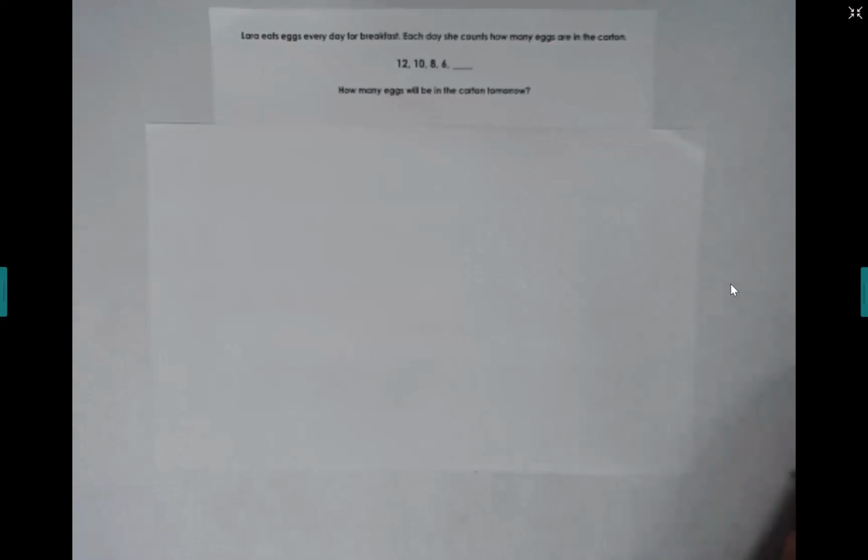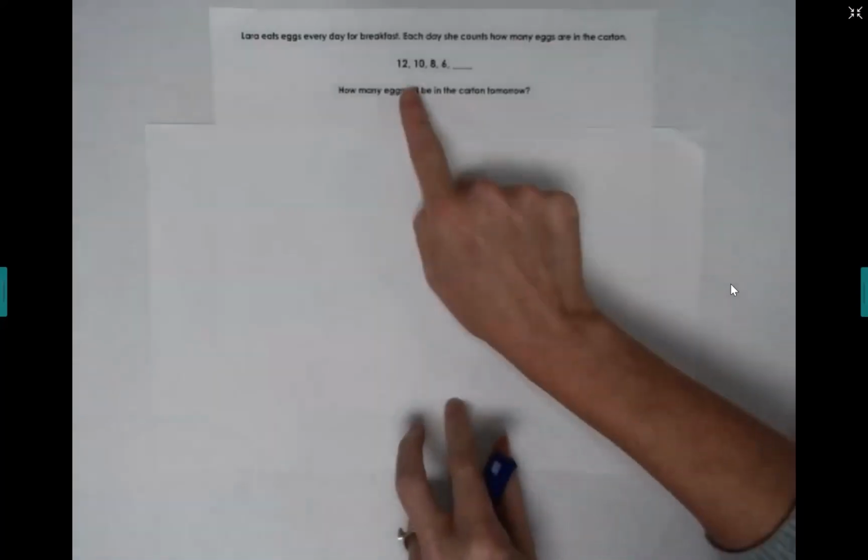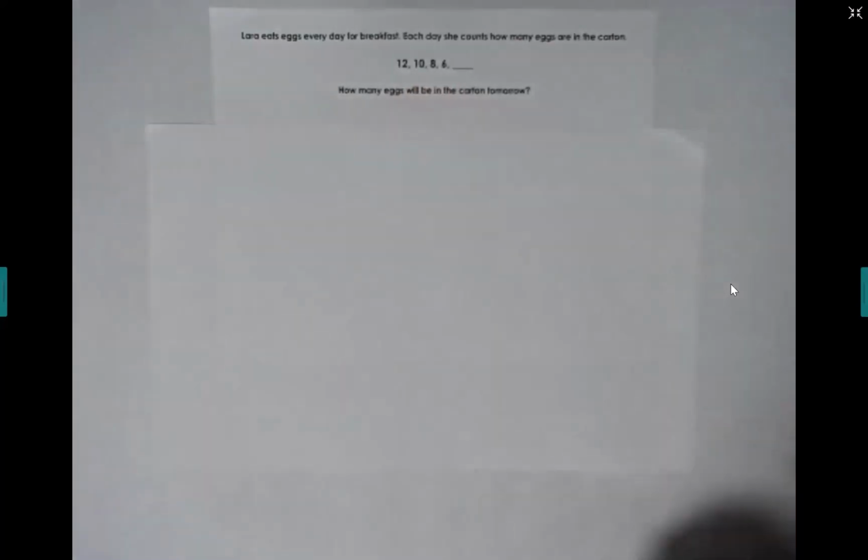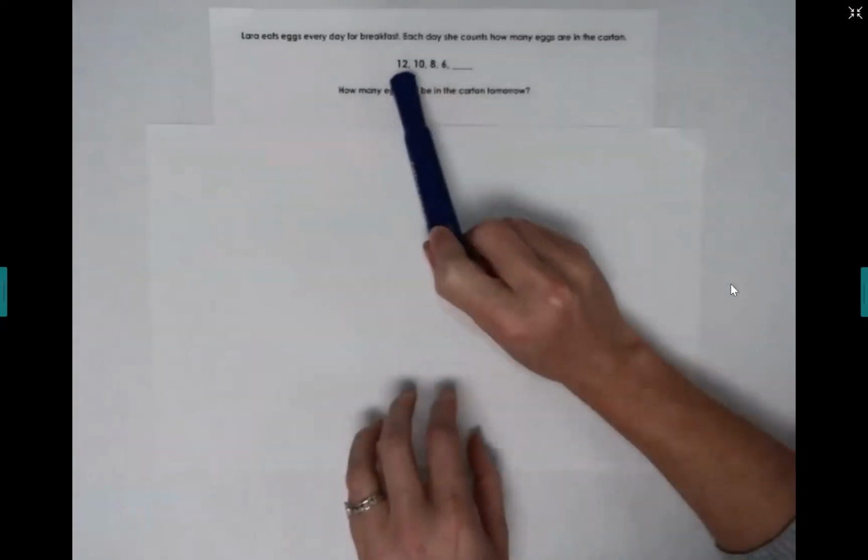So it says Laura eats eggs every day for breakfast. Each day she counts how many eggs are in the carton. And so we see the amount she has counted, 12, 10, 8, and 6. How many eggs will be in the carton tomorrow? Okay, so each of these numbers, each of these amounts is a step in the pattern.